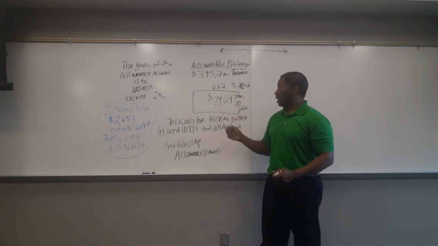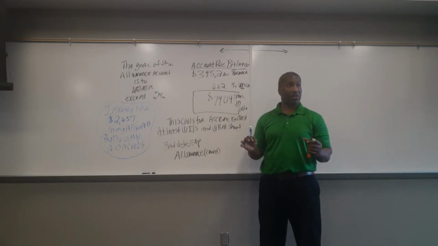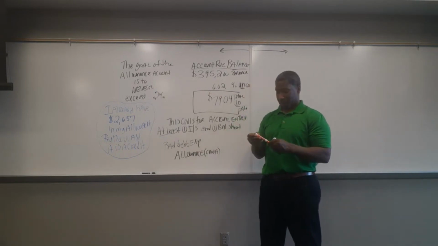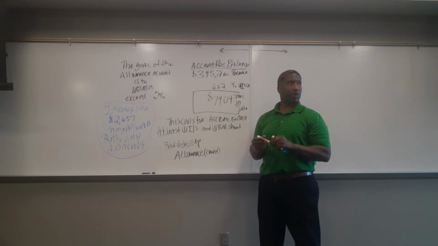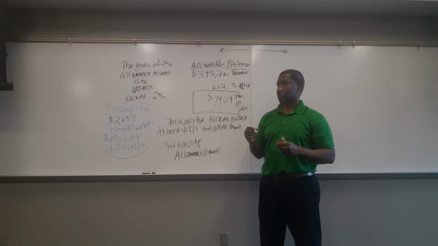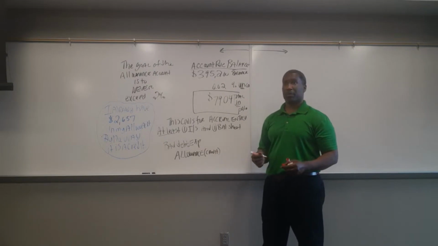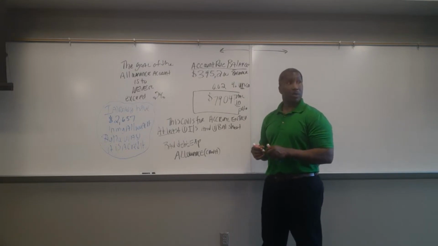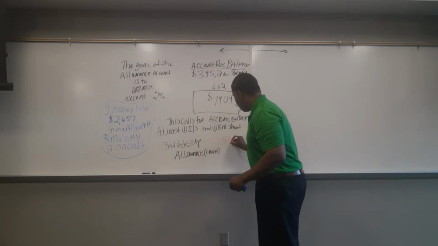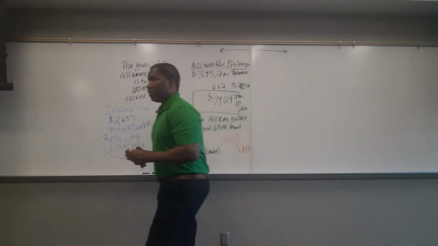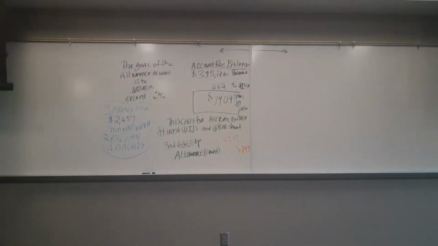So to get the amount, then I have to subtract the 2 in this case, okay? So when I subtract the 2, what do I come up with? Because that's going to be my number that I have for bad debt expense for this period. $5,247. That is the amount that I should have there, and that is correct.